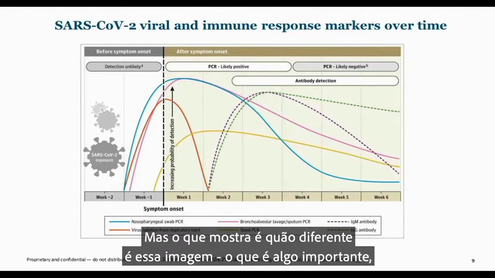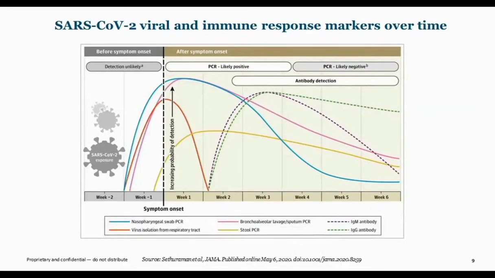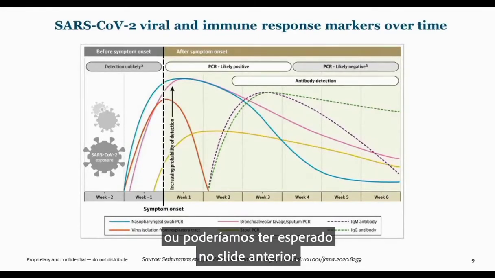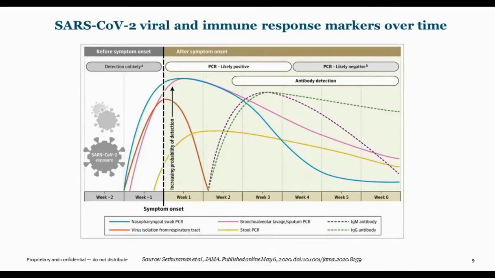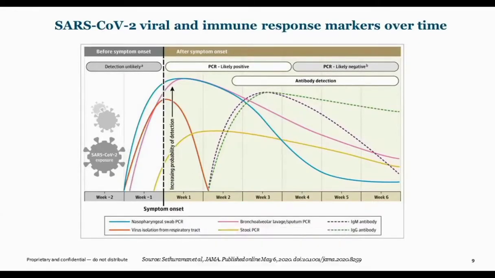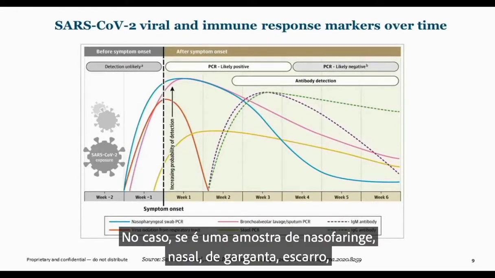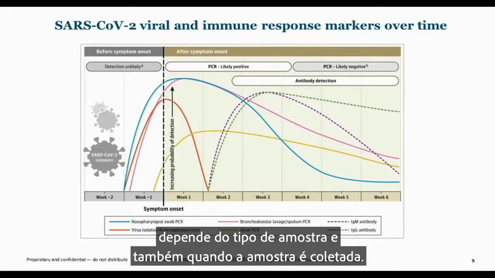What's important is how different this picture is when you compare it to what we could have expected in the previous slide. You'll note that the RNA detectability definitely differs in the course of infection and by the sample type, whether it's nasopharyngeal, nasal, throat, sputum, or a stool sample. Whether or not you'll be PCR positive depends on that sample type and also when the sample is taken.